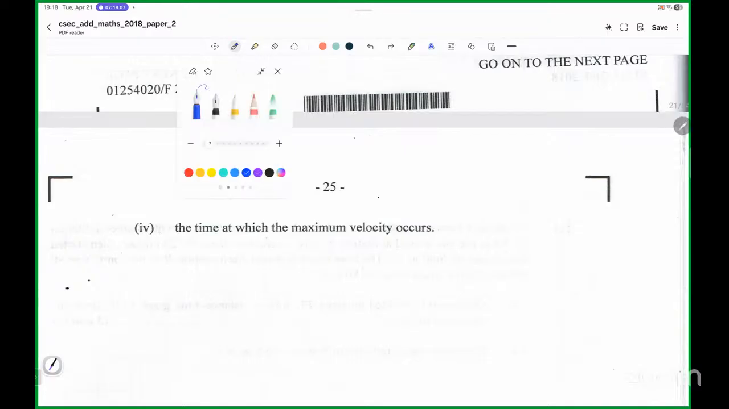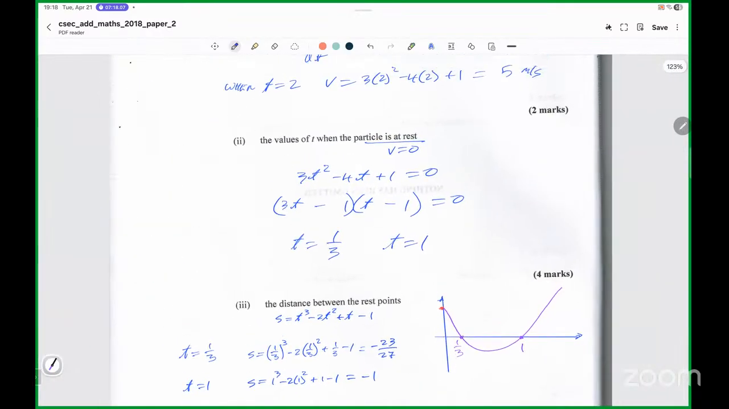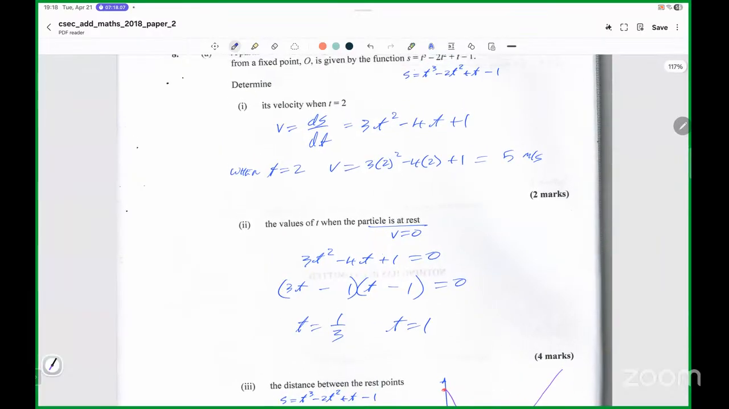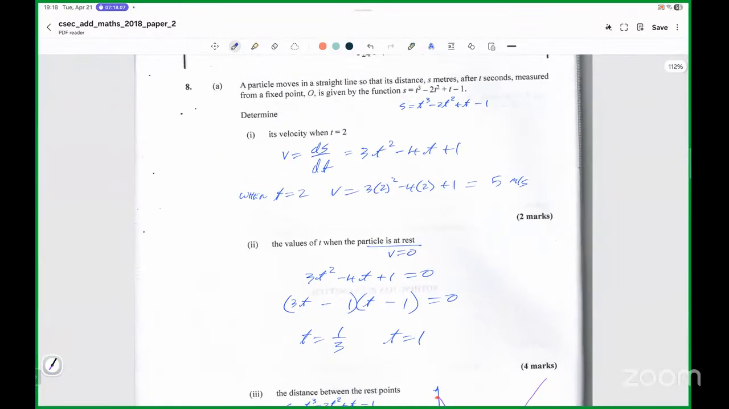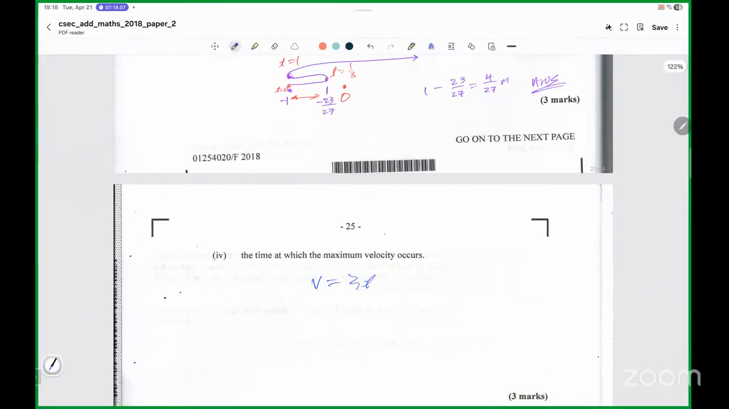Let me put it in perspective for you. Watch this now. The velocity is equal to this, right? What's the velocity again? Base, right? 3t squared minus 4t plus 1.